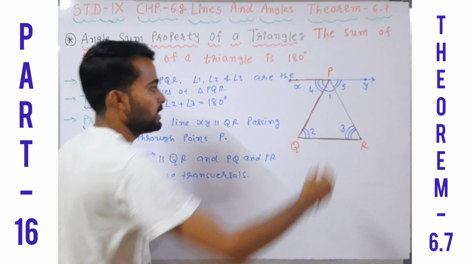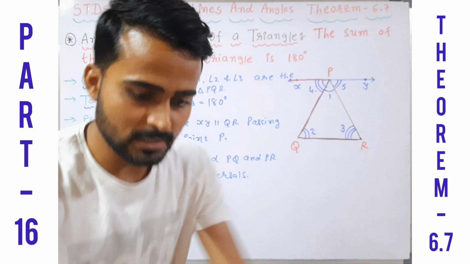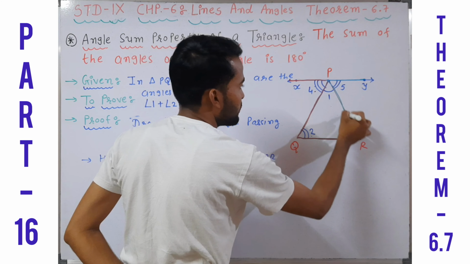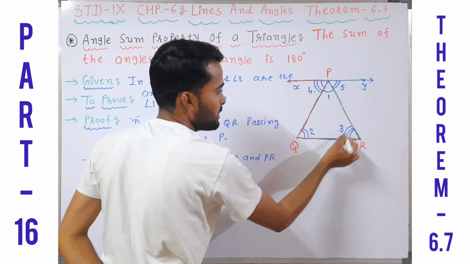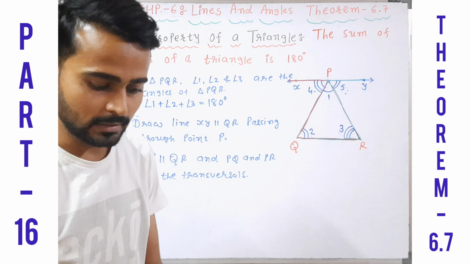And similarly, if you take PR as a transversal, you will see that again you will get a Z-like diagram. Now in this case, angle 5 will be equal to angle 3 because these will be the alternate interior angles, right?